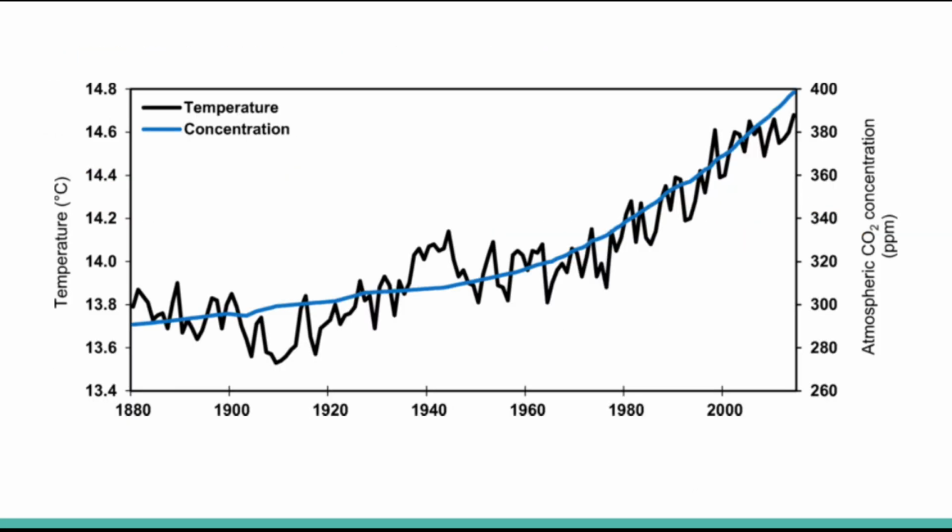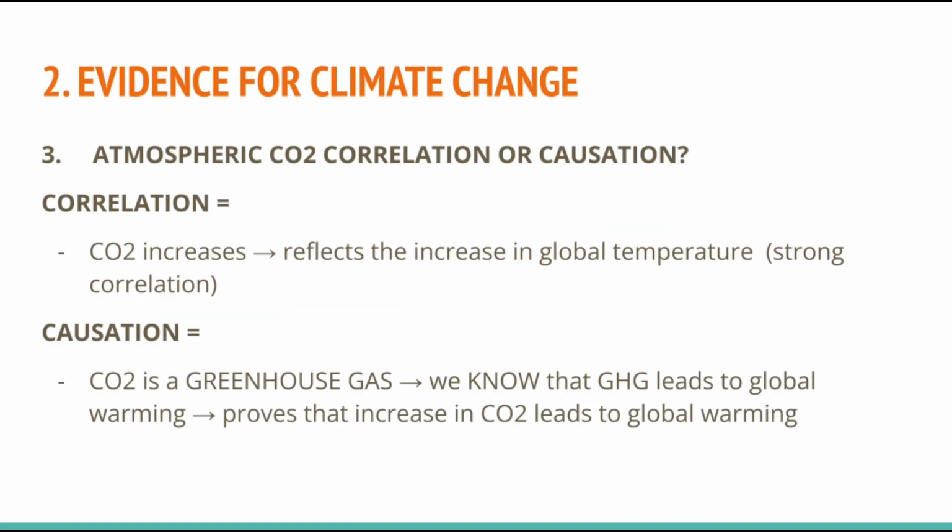As you can see here, the concentration of CO2 increases, the temperature also increases. So there's a correlation here. But is atmospheric carbon dioxide a correlation or a causation? The thing that makes it a correlation is that as carbon dioxide increases, this reflects the increase in global temperature. So this is a strong correlation. As carbon dioxide increases, global temperature increases.